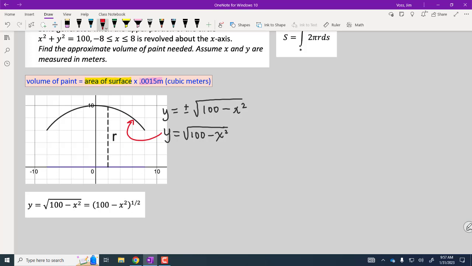And then we do what we've been doing. We have to find ds. So we're going to find y prime. Y prime, we do what we've been doing. We bring down the half, subtract 1, multiply by the derivative of the base. So standard chain rule.